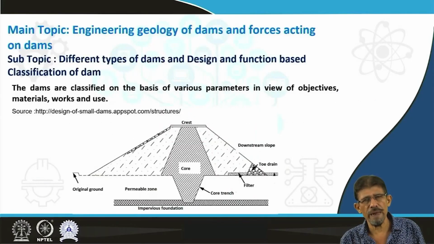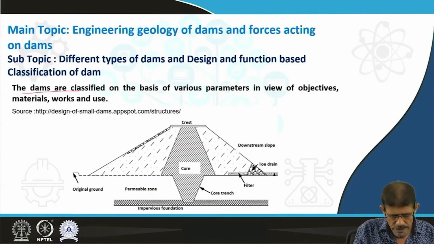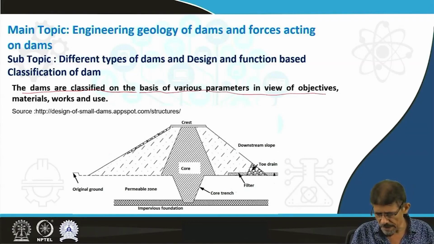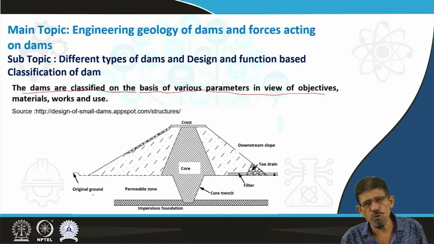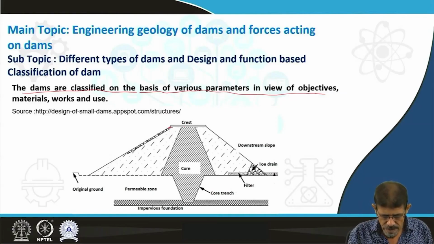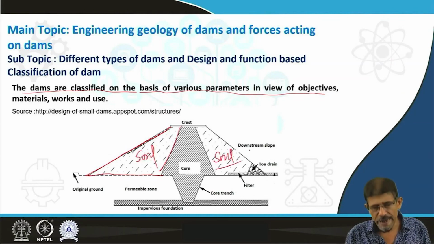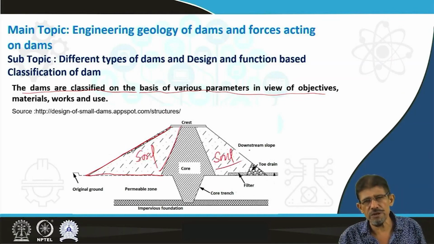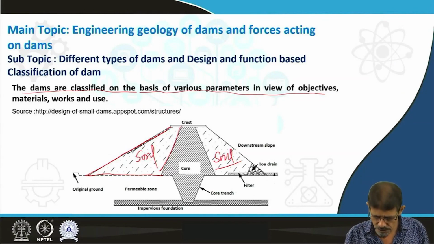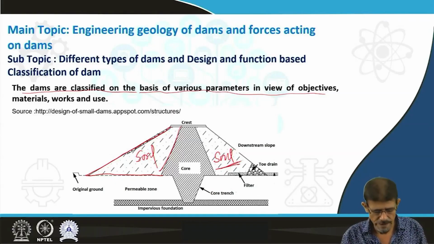Next type of dam, the earth dam. This dam is classified on the basis of the objective network, and this earth dam is close to the rock fill dam. The only change is here. This zone is made up of soil. In the case of the previously discussed rock type, this zone was made up of rock fill of different outer and inner layers.